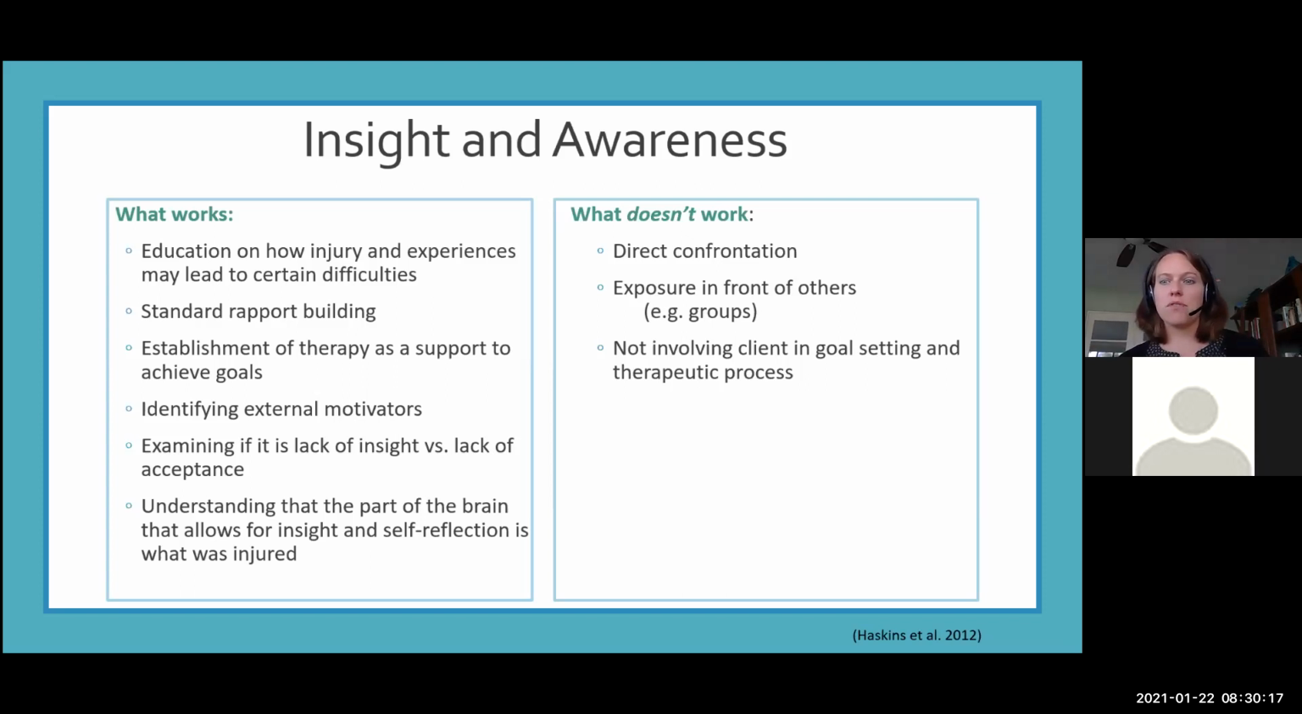And in some cases for people, the part of the brain that was impacted by the injury is the part that affects self-reflection and insight. And that might not be immediately realistic to build those skills. And again, that's when the more external strategies are going to be helpful as opposed to trying to provide that education and insight. So it's going to depend on the person and the nature of the injury.